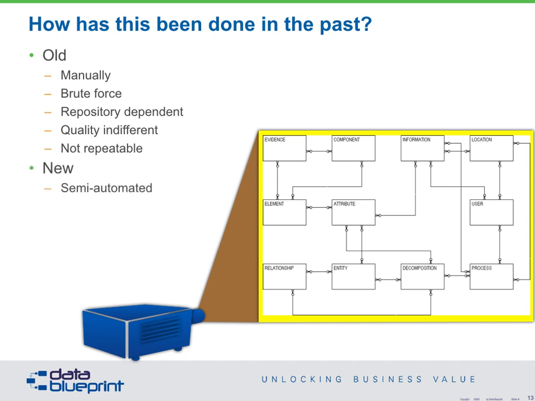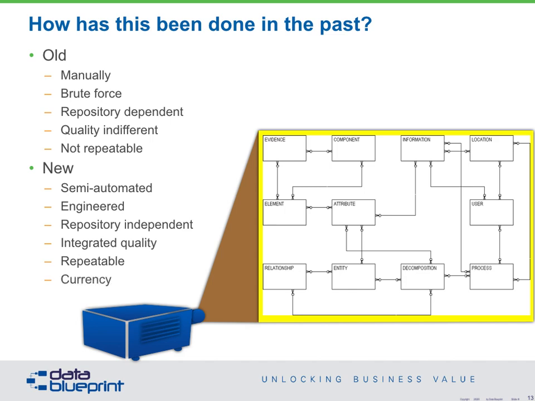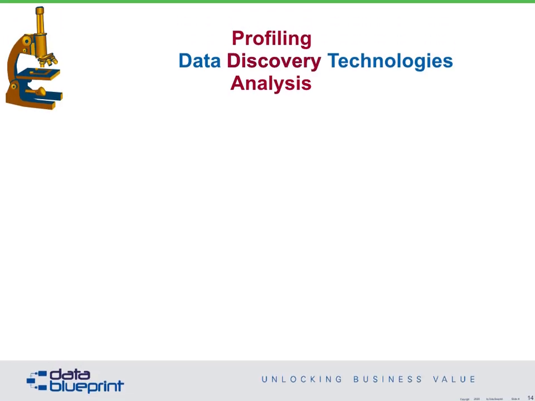The new approach that we're going to teach here is what we call semi-automated. Everybody wants it to be automated, but it is semi-automated. It's an important distinction. It's an engineering-based approach, which means it doesn't need a repository. You can integrate the process of quality analysis in with it. It's repeatable and it's current, which means it also is accurate in terms of what you're attempting to pull.